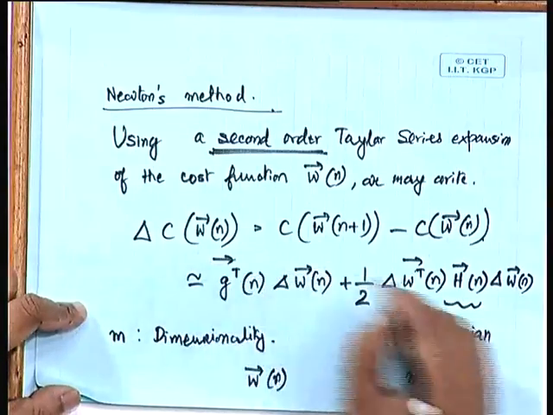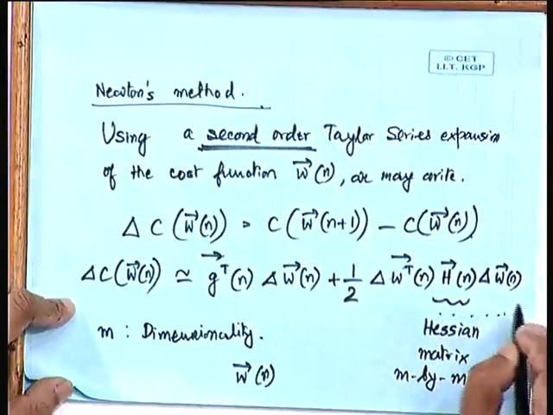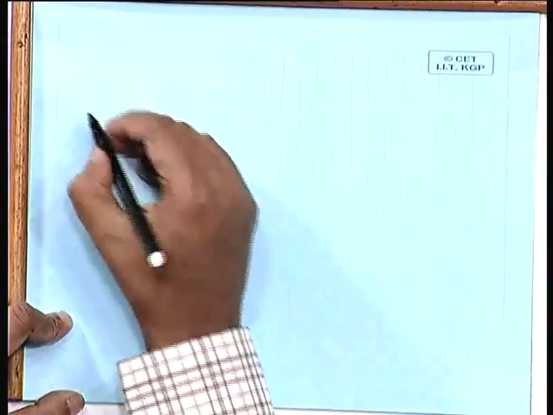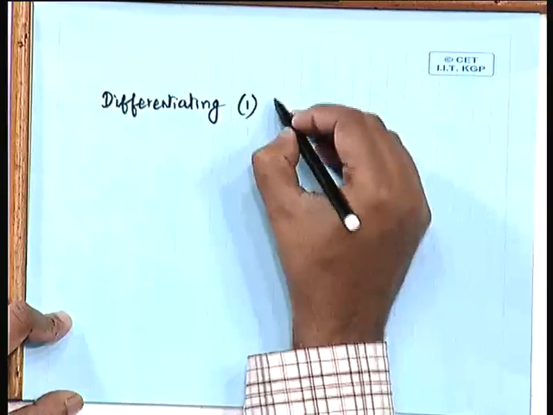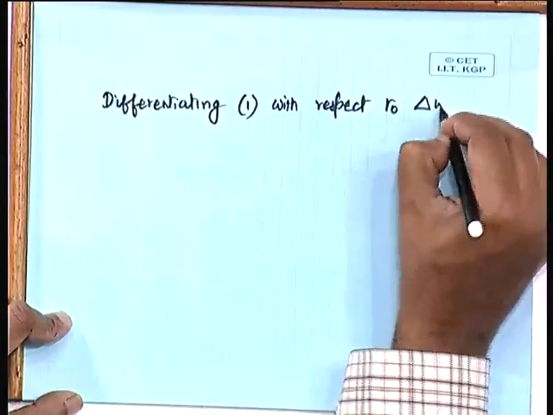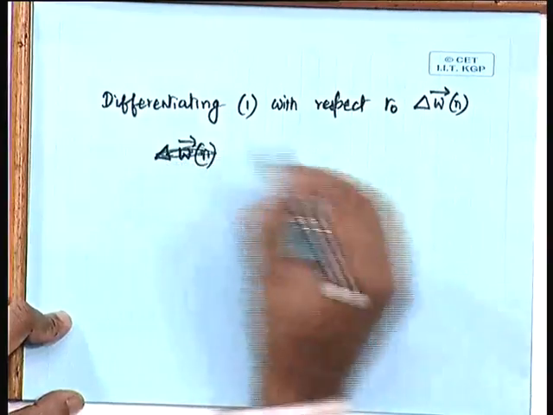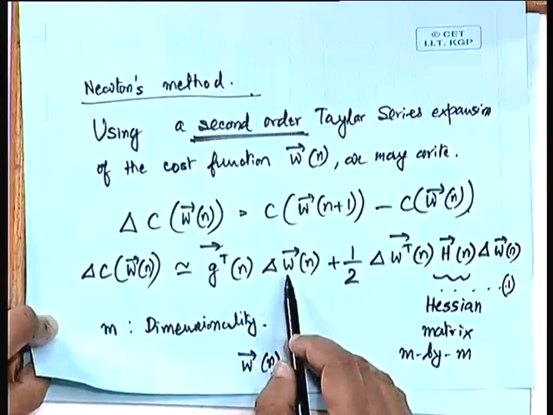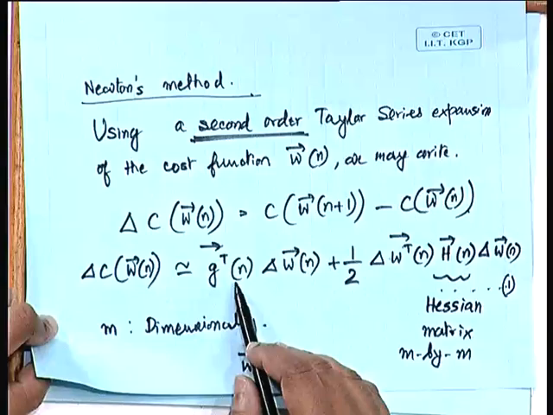So, let me put some number to this equation. Here it is delta C W n equal to this, and we put this as equation number 1. Then differentiating equation number 1 with respect to delta W, this is what we have to differentiate. If you differentiate with respect to delta W n, then what can you expect? You get the G n terms as it is.